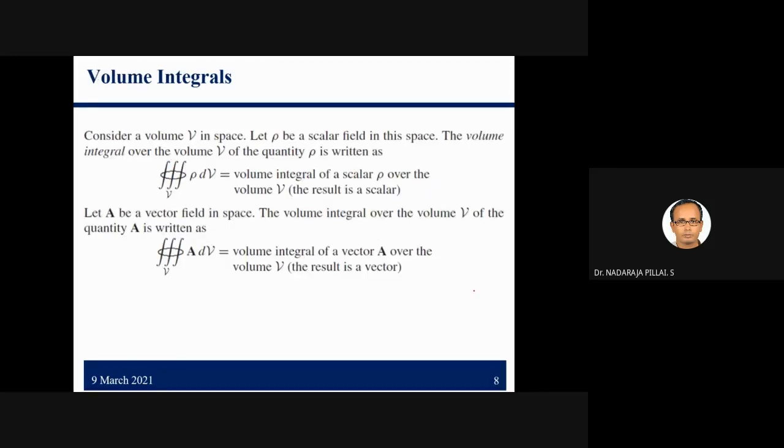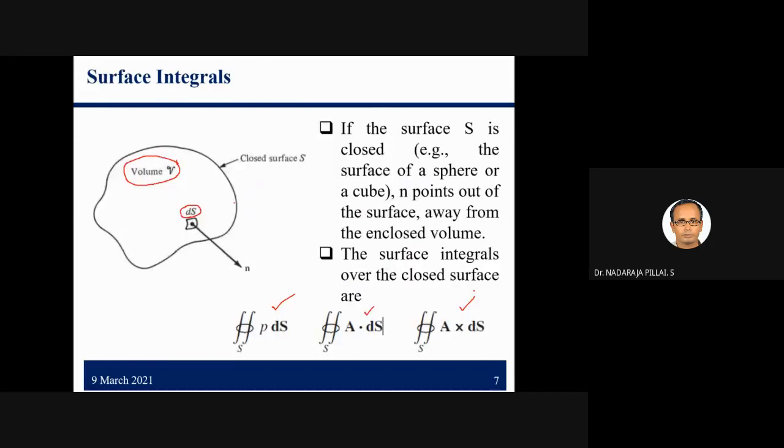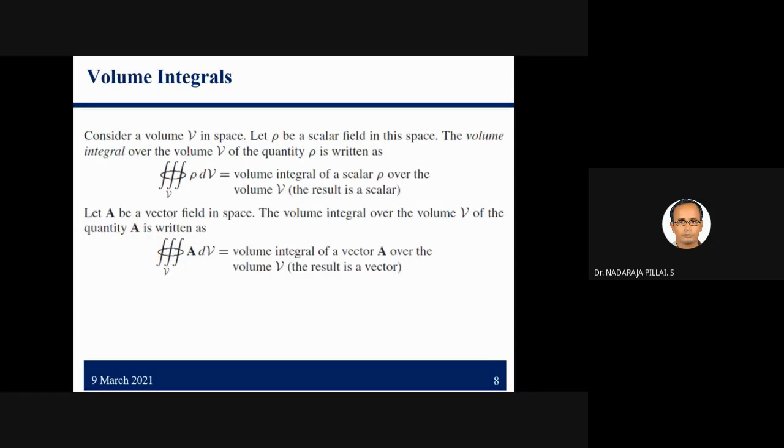Next comes the volume integral. Let us consider V is the volume, and rho be any scalar field in space, where we can consider density or so. Then the volume integral over the volume V of the quantity rho can be defined as the triple integral of rho dV. Again, let A be a vector field. Then we can write the volume integral as the triple integral over the volume of A dV. So this is the representation of line integral, surface integral, and volume integral.